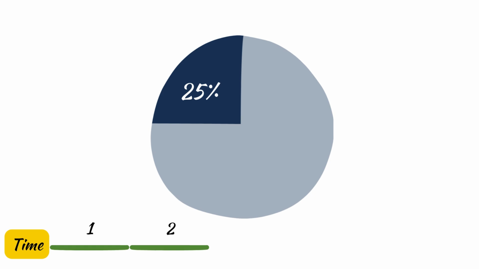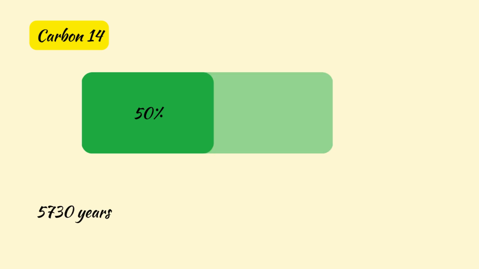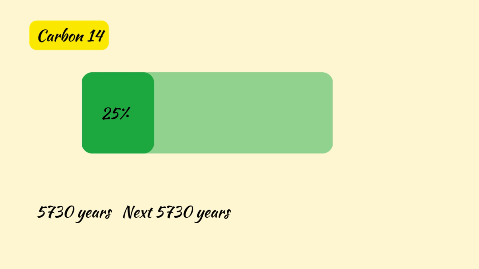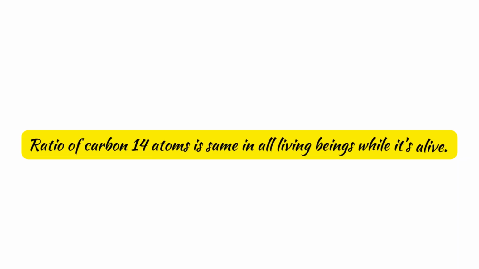So this pattern continues. Similarly, in a carbon-14 sample, half of its total number decays after 5,730 years, and another half of the remaining half would decay after the next 5,730 years. Again, the remaining 25% decays half of its atoms after 5,730 years, making it a total of 12.5% of the original sample after 17,190 years. Note that the ratio of carbon-14 atoms is the same in all living beings while they are alive.